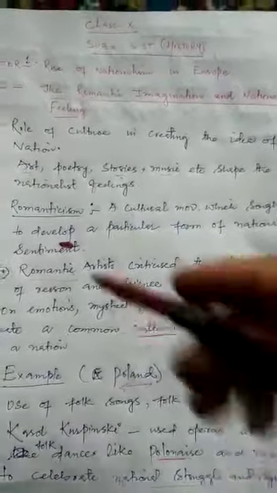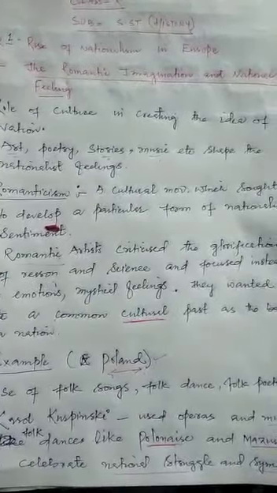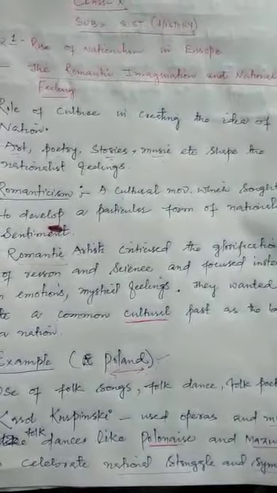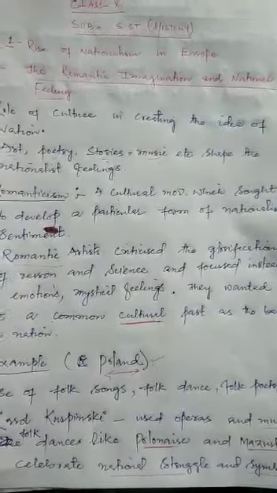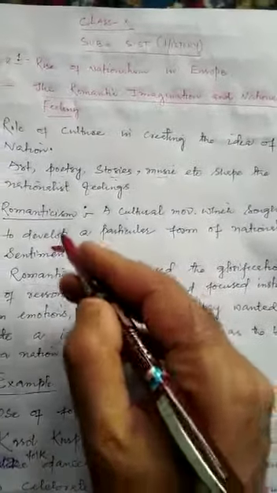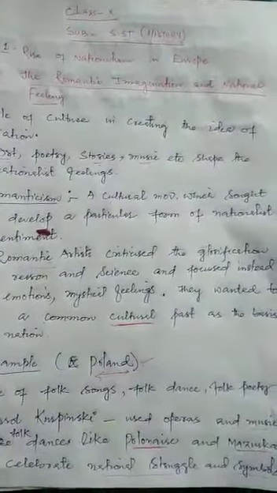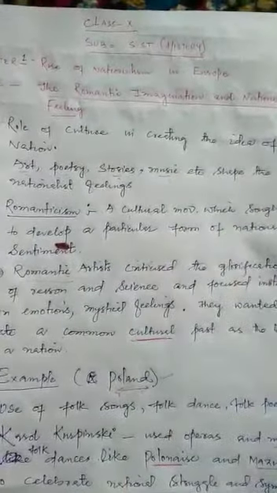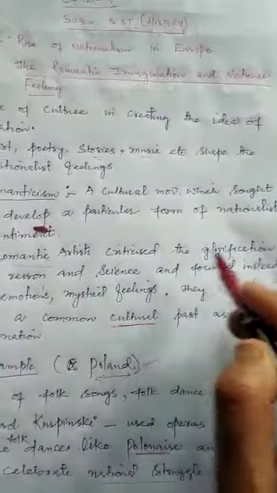So here we will discuss Romanticism. Romanticism is actually an ideology, or a cultural movement. That cultural movement sought to develop a particular form of nationalist sentiment. It mainly focuses on cultural elements. So the Romantic artists are the artists who mainly believe in the ideology of Romanticism, or in this cultural movement. Clear? So Romanticism or Romantic artists criticized the glorification of reason and science.